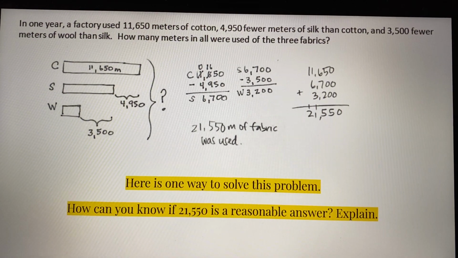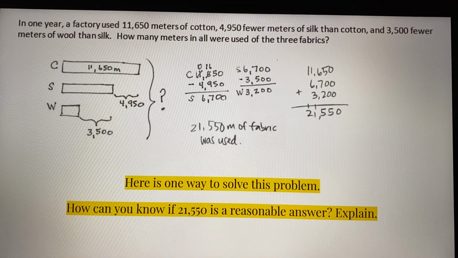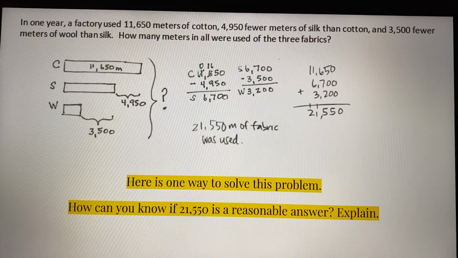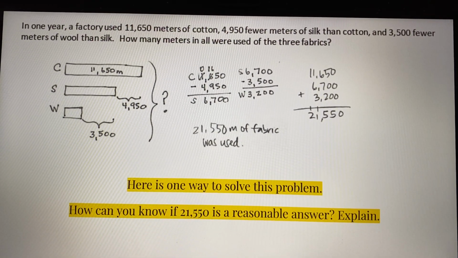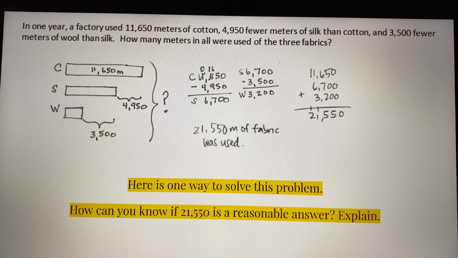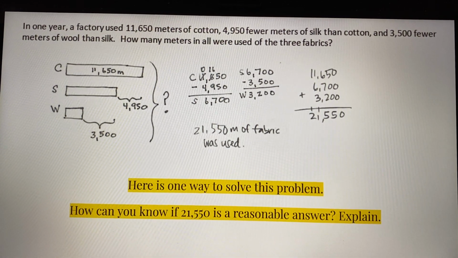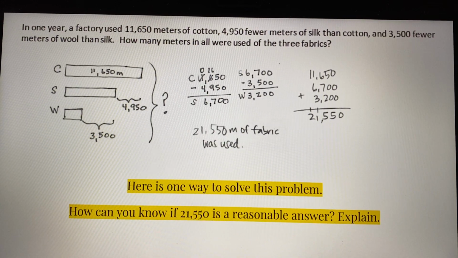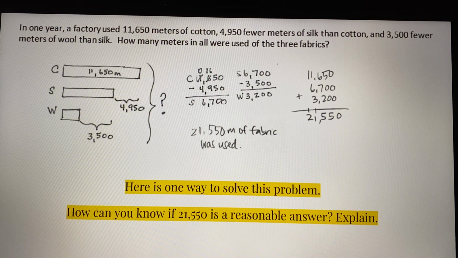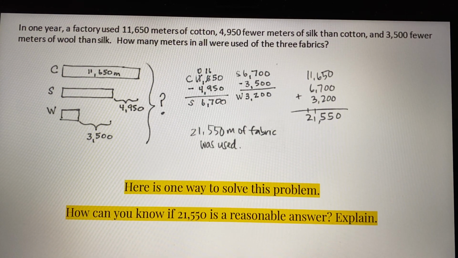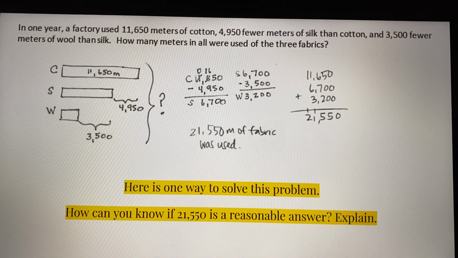So using a tape diagram, this is what we got. First, we took the cotton, we subtracted 4,950 from it, and that got us the amount of silk. That's what the S stands for. We took the silk, which is 6,700, and we subtracted 3,500 from it, and that got us 3,200, and that is the amount of wool.